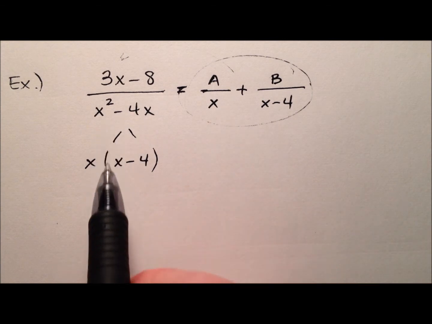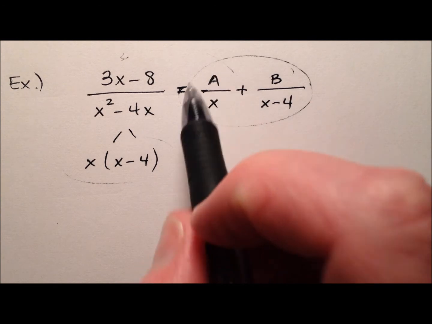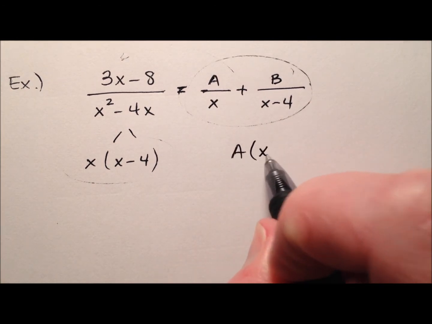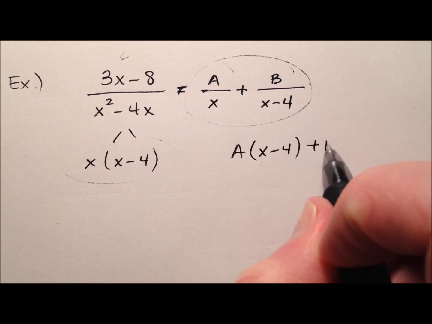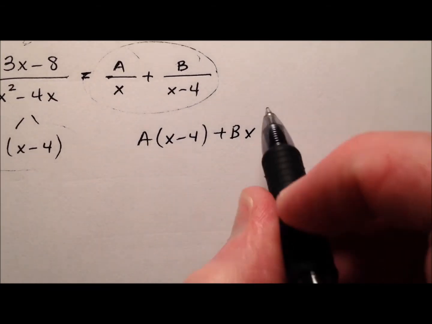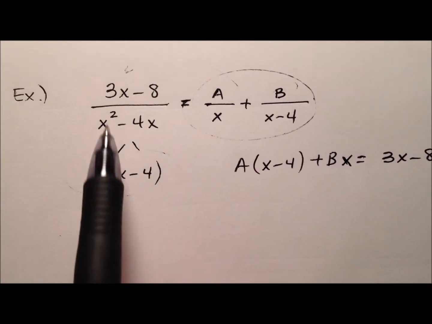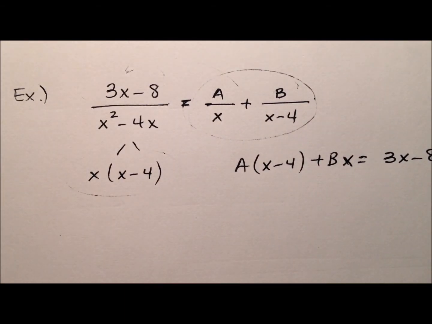So I know my common denominator already is x times x minus 4. So which one is this missing? This one's missing the x minus 4. And which one is this missing? Well, it's missing the x. Okay? And of course that equals 3x minus 8, because that was the numerator I had right here.